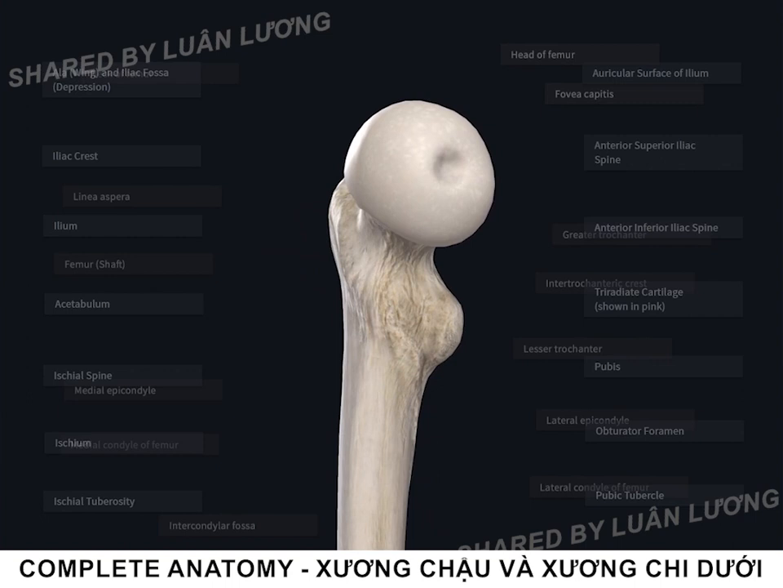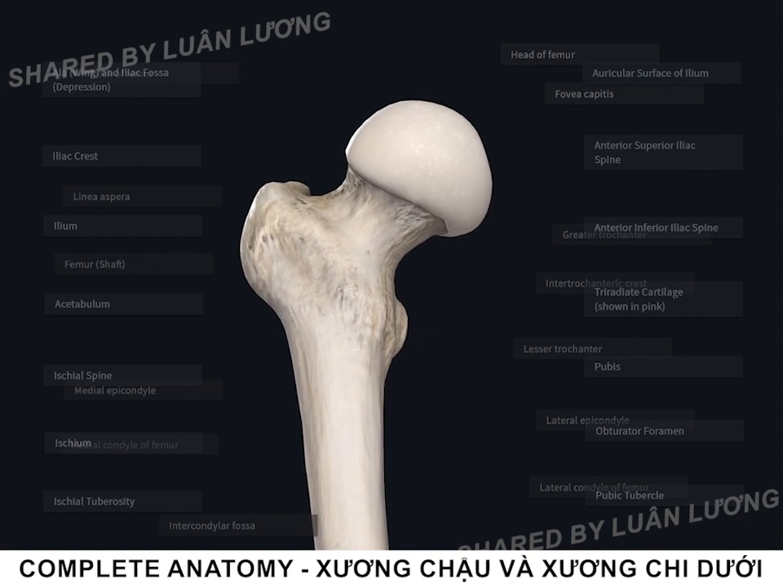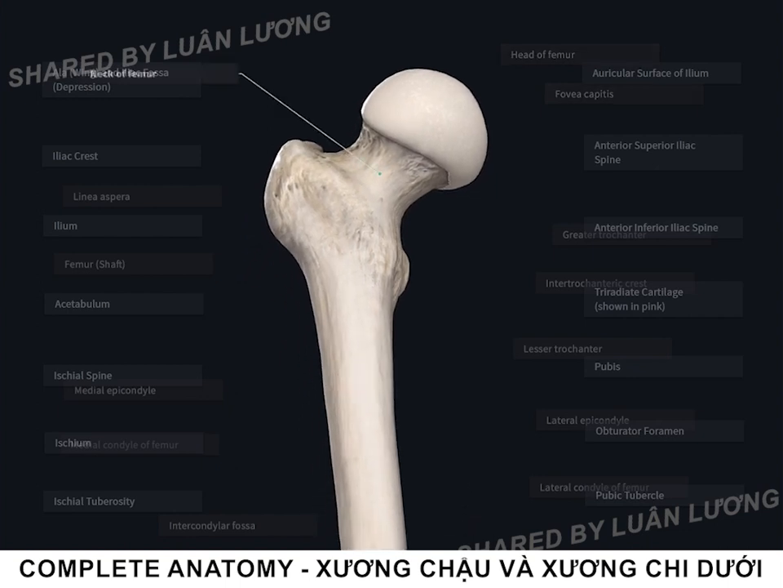Now, on the medial side of the head of the femur, there is a small depression, or a pit, and this is known as the fovea capitis. So again, that will help you with orientation, and that will be directed medially. Now, moving away from the head, if we came inferolaterally, the next structure we're going to find is the neck of the femur.